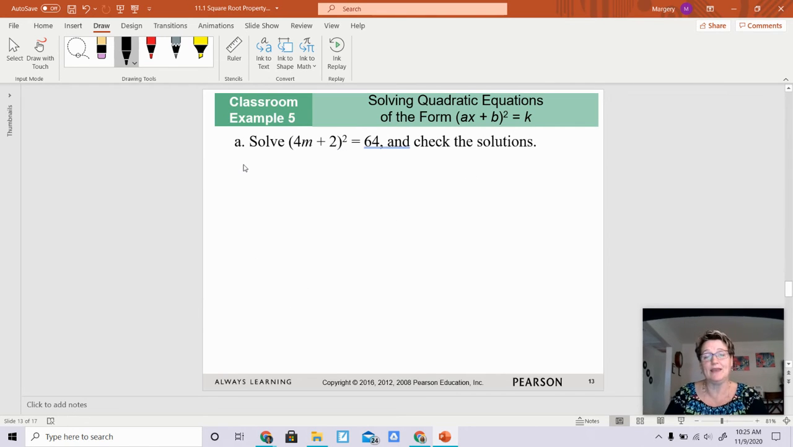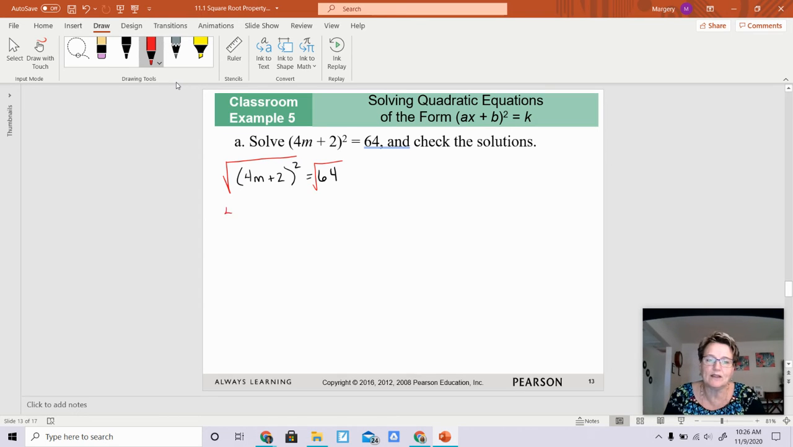All right, same thing. We have the quantity of 4m plus 2 squared. Now, when I have this problem, I end up with 4m plus 2 squared equals 64. Remember, I have nothing in front of it and nothing behind it, so that means it is isolated. My goal is to get rid of the square, so I'm going to square root this side and I'm going to square root this side.